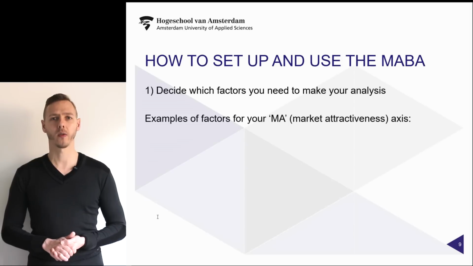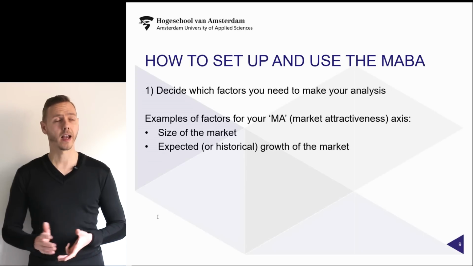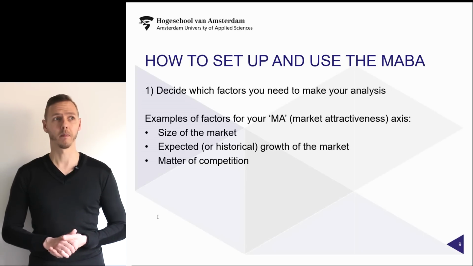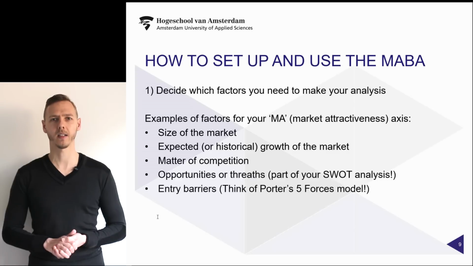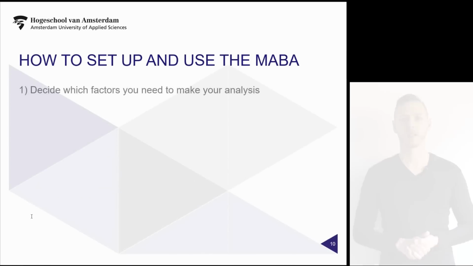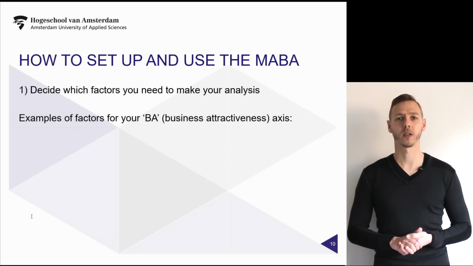Examples of criteria for your external factors, or your market attractiveness axis, could be size of the market, expected growth of the market, maybe competition, or opportunities and threats, which you probably have found in your MABA analysis, or, for instance, Porter's 5 forces. Barriers to enter, barriers to exit, or the rivalry of competition are really good examples to use as criteria in your MABA analysis. Let's look at the business attractiveness factors or criteria.